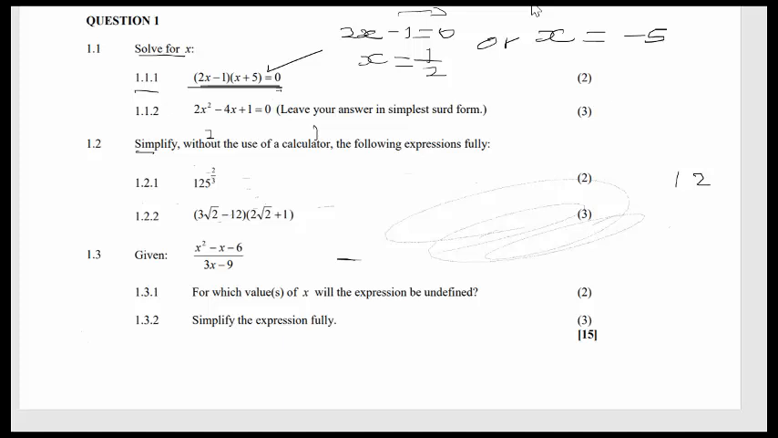1.1.2. For quadratic equations, term 1, it's all about quadratic equations and how to solve quadratic equations. There are many methods. One of them is using the quadratic formula. I will leave your answer in the simplest surd form. So it's about this quadratic equation. So for 1.1.2.